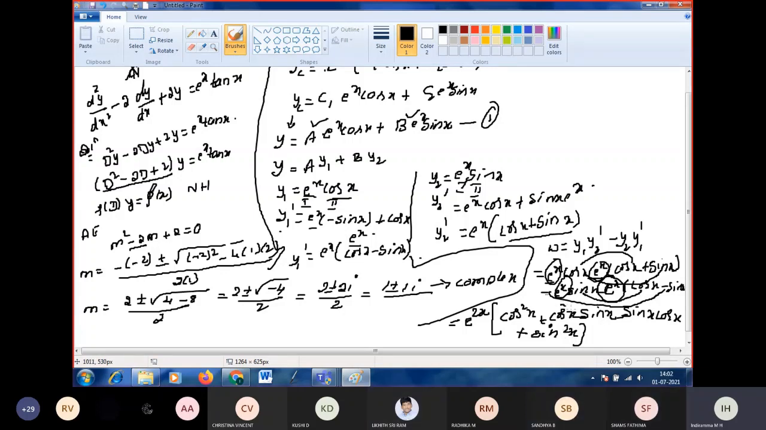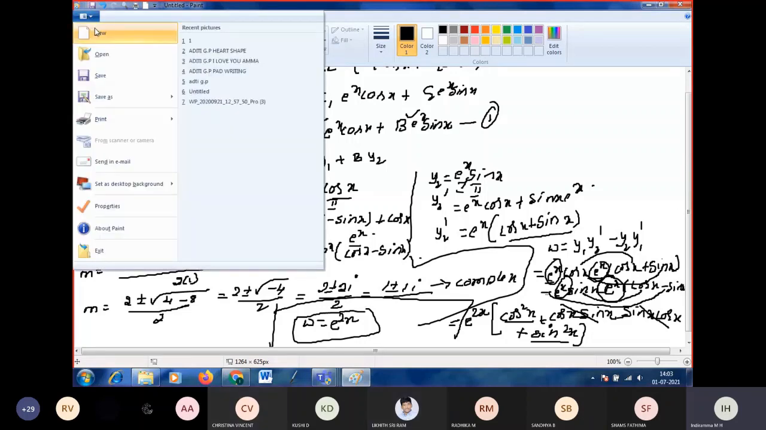See here, cos x into sin x minus sin x into cos x. Can we cancel these two? Yes, if you cancel these two, we are left with cos square x plus sin square x. What is cos square x plus sin square x? One. So W, what we got W as? E power 2x. Okay. Is it clear, all of you? What is the simple value for W? Is all of you clear?